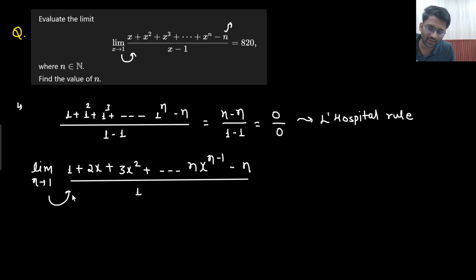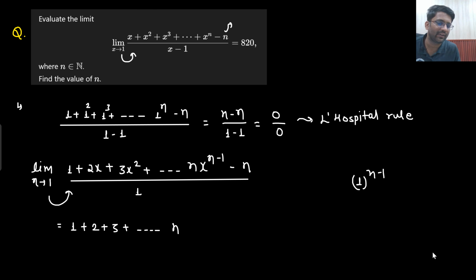Now simply put the limit here. What are we getting if I simply put the limit? 1 plus 2 plus 3 dot dot dot n. 1 to the power n minus 1 will be 1 only, right? Here I am putting 1. 1 square will be 3 into 1 square, 3 only. n into 1 to the power n minus 1. n will be a finite value, no? So that will also be 1 only. So 1 plus 2 plus 3 dot dot dot n, and minus n. This is what you are getting.